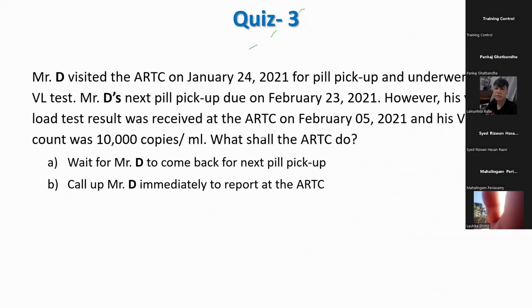All right, let's go to the next question. Mr. D visited the ART center on January 24th. See the date, please. He came for pill pickup, and during that time he went for a viral load testing. The next due date is the next month, which is February 23rd. In between, 10 days after giving the blood sample, the client's viral load test report came, and it was 10,000 copies per ml. So what should the ART center people do? Should they wait for the client for the next month, or should they call him immediately?